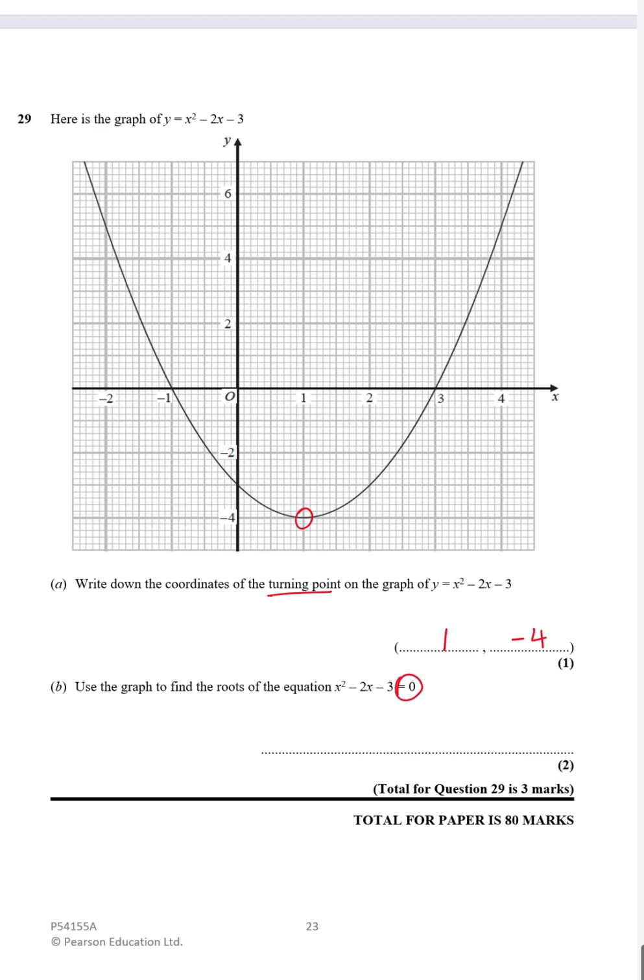Use the graph to find the roots of the equation x squared minus 2x minus 3 equals 0. This part here tells me when it says equals 0, what I'm interested in is the x-axis. If it said equals to a number, I'd have to draw a line, but the roots of the equation when it's equal to 0 just means where does my graph cross the x-axis? Oh, well, it crosses at x equals minus 1 and at x equals 3. Make sure you write x equals and x equals and not just 1, 3, because you won't get the mark for that one.